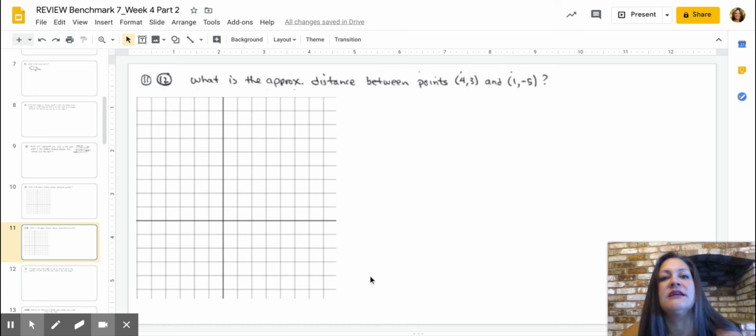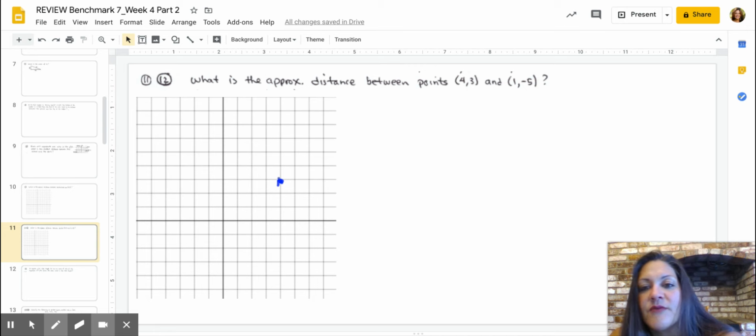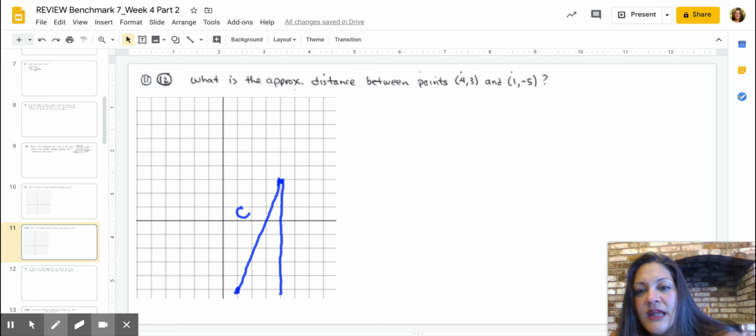Cool. Okay, so let's go from points 4, 3. 1, 2, 4, 3 is here. And then we have 1, -5. So over 1 and then down 5. There we go. So we're trying to find the distance between these 2 points. That will be our C. We're going to draw a line down here and over.